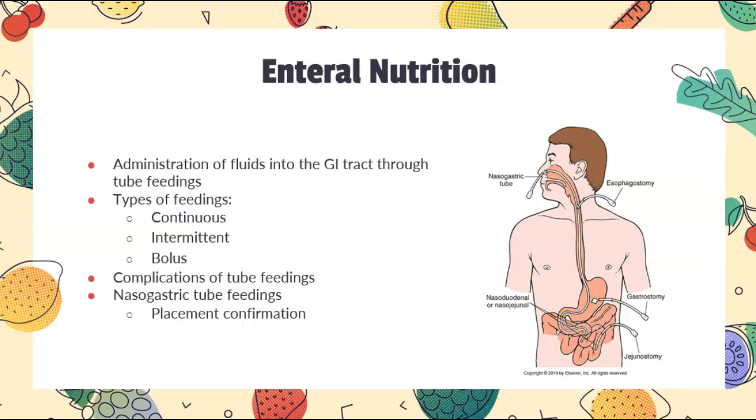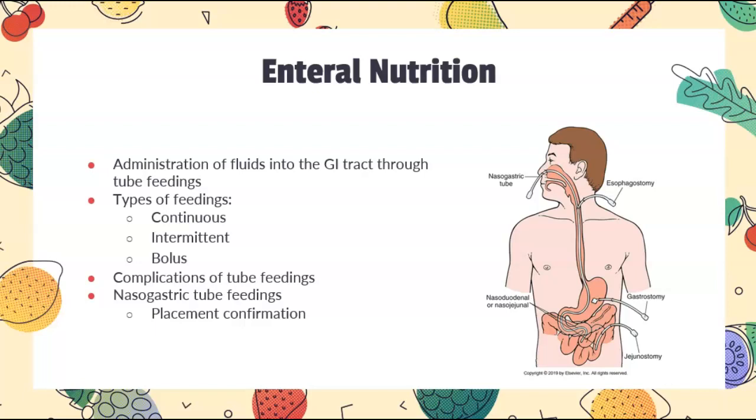Complications of tube feedings: abdominal distension, diarrhea, nausea. This might indicate the formula strength, volume, or rate is too high. Dumping syndrome, infection, aspiration, which is when food or fluid enters the lungs, overhydration or dehydration, electrolyte abnormalities, and glucose abnormalities.